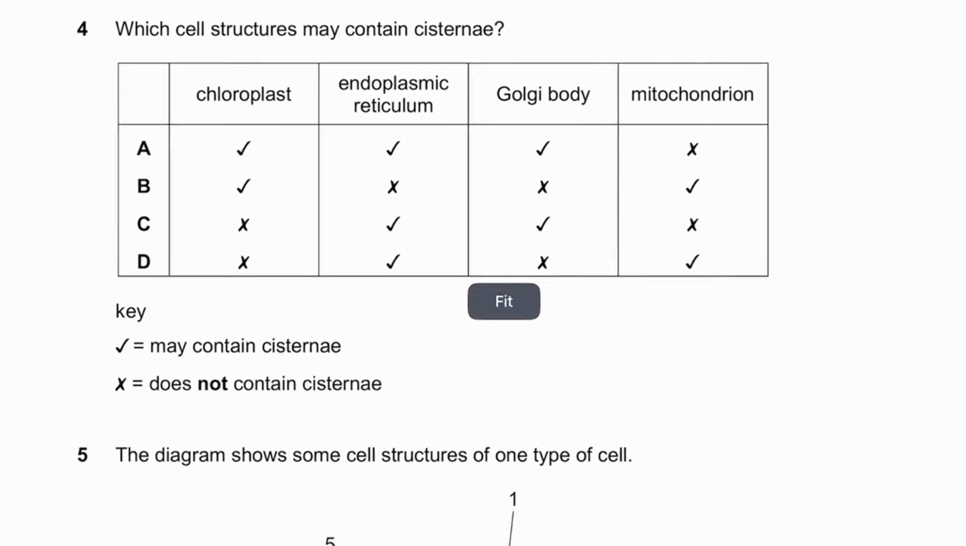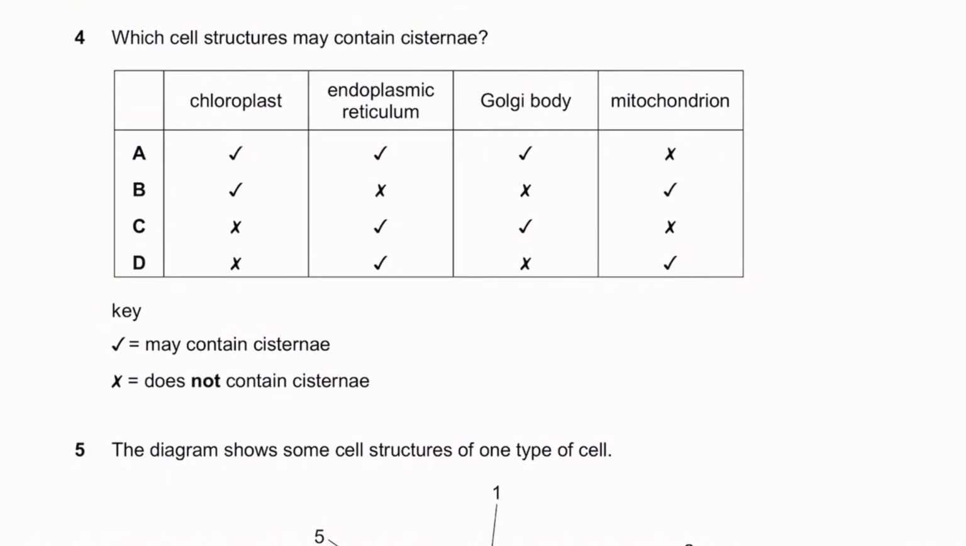Which cell structures may contain cisternae? Cisternae might be confused by a lot of students with cristae. Cristae are the folds in the mitochondrion. So remember, the mitochondrion is going to have two membranes. The outer membrane is nice and smooth. The inner membrane is highly folded. So these are called cristae, singular crista.